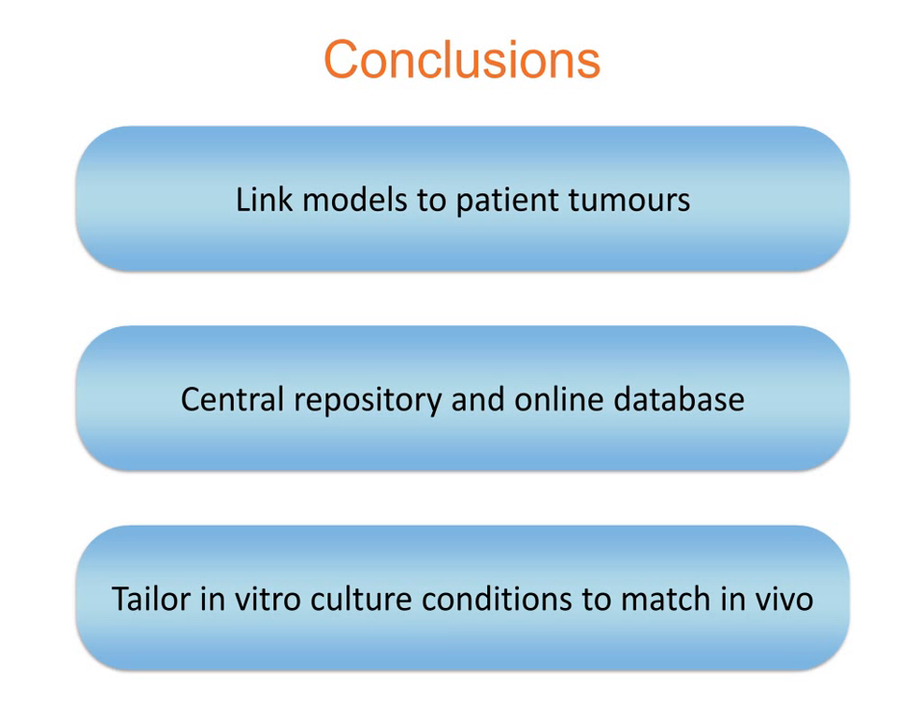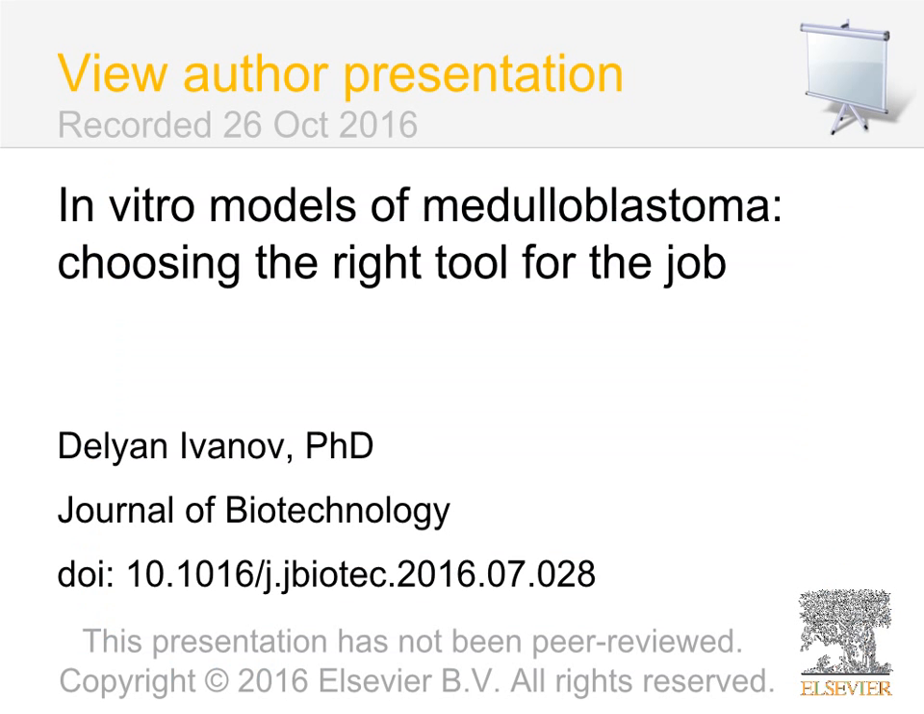The take-home messages are that we need models which can be matched to patients and the degree of similarity quantified. Furthermore, a central repository for well-characterized cell lines and a database for their characteristics would enable researchers to select the right tool for their work. And beyond genes, culture conditions such as 3D, co-cultures, and the extracellular matrix can influence phenotype and improve the physiological relevance of in vitro models.